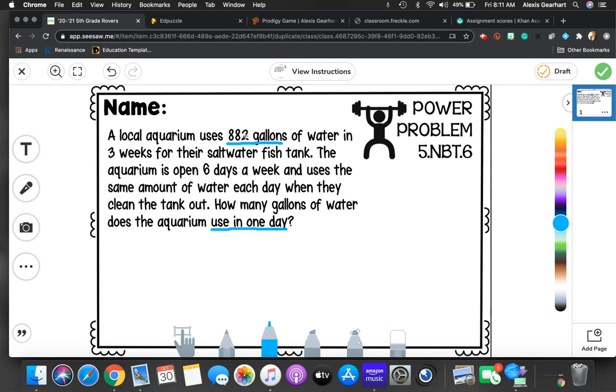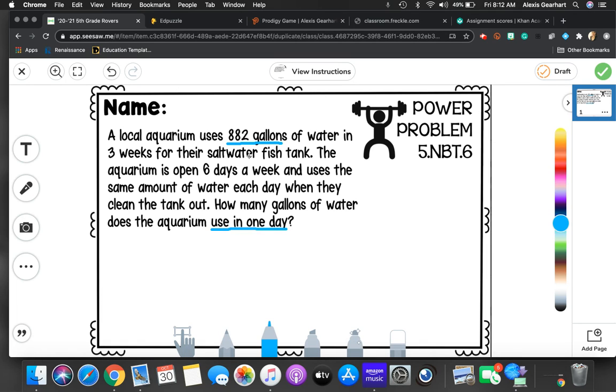So to solve this problem, there's a few different ways. One of the ways is that you could have figured out how many days the aquarium was open in 3 weeks. So 3 weeks, 6 days per week, that would be 18 total days that the aquarium was open. And then you could divide 882 divided by 18.